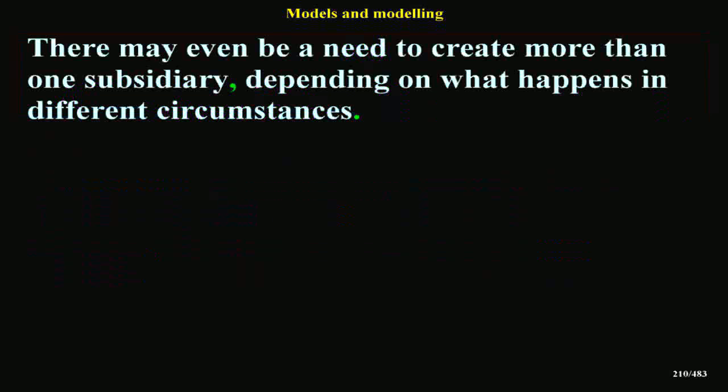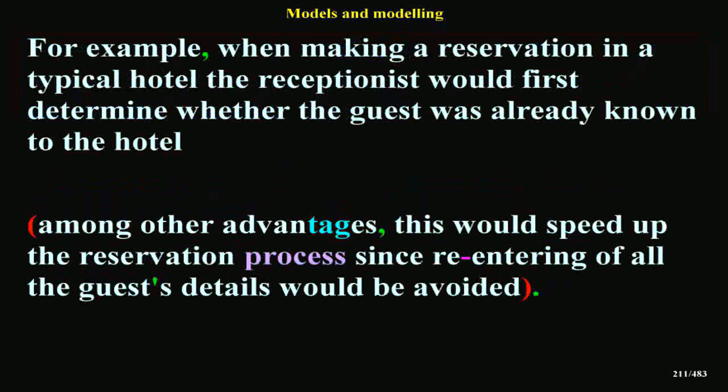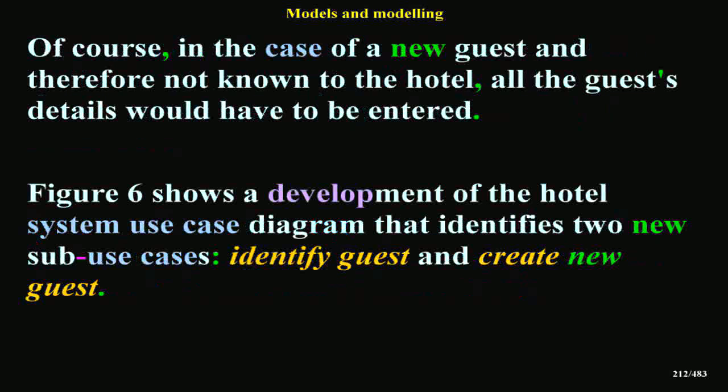There may even be a need to create more than one subsidiary, depending on what happens in different circumstances. For example, when making a reservation in a typical hotel, the receptionist would first determine whether the guest was already known to the hotel. Among other advantages, this would speed up the reservation process since re-entering of all the guest's details would be avoided. Of course, in the case of a new guest and therefore not known to the hotel, all the guest's details would have to be entered.